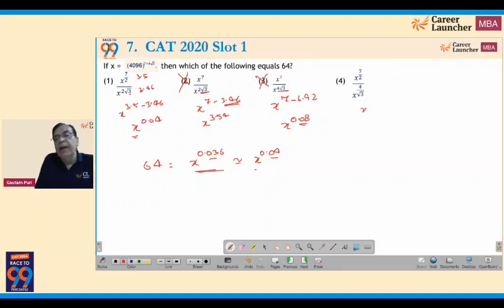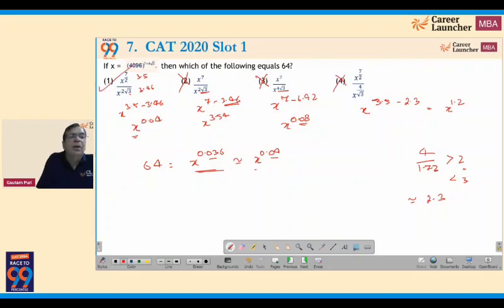Choice 4, x to power 7 by 2, again 3.5, minus 4 upon root 3. How much is 4 upon 1.73? This will be greater than 2 and less than 3. Let's say approximately 1.73 into 2 is 3.46 and 1.73 into 3 will be 5.2. Let's say 3. I'm just taking an approximate number, which gives x to power 1.2. Wrong choice. Steps don't matter, the answer matters.